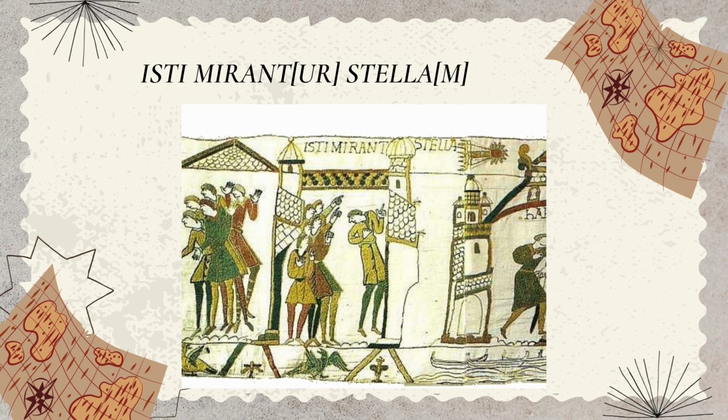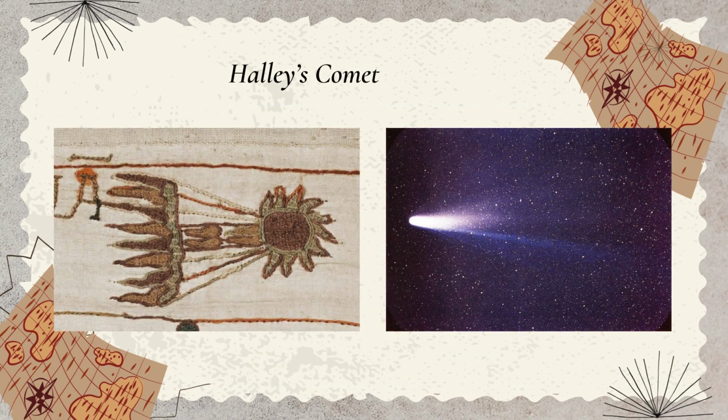But here you have these people, isti, right? So the people depicted. What are they doing? They're mirantor, right? These people stare or marvel. And it's probably a better way to do it. And they're marveling at a stellam, a star. Okay, so you can actually see it on this part of the tapestry in the top right of this picture. There's something going on there, but it's not really a star. It's something different. And here I'll change the slide so you can see it.